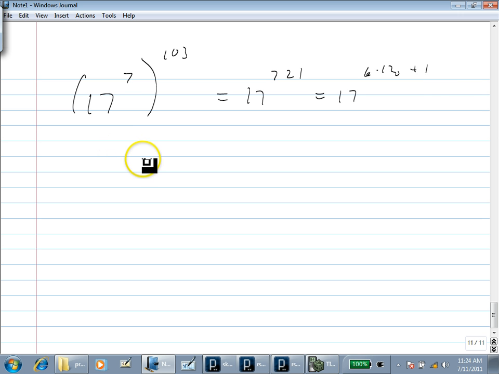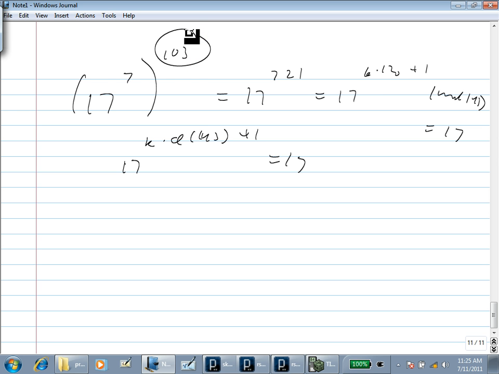The Euler-Fermat theorem says that if I mod this by 143, 17 to the something times phi of 143 plus 1 should get me back to 17. So this number is the special number, so that this times this will be 1 more than phi of 143. 721 is the number. Probably went too fast on that, but that's the basic idea. It's all based on the Euler-Fermat theorem.